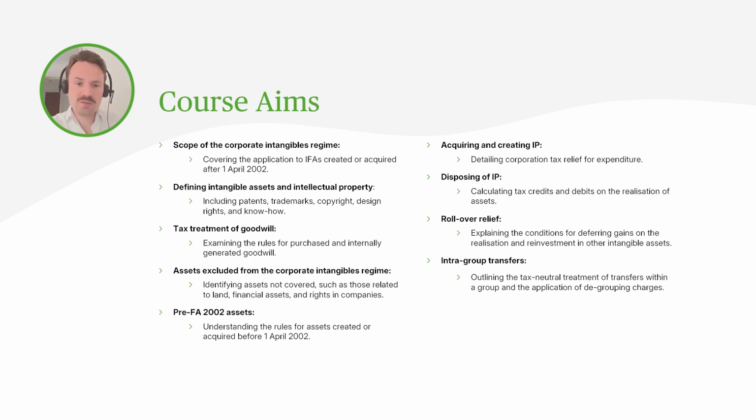We'll deal with some specific particularities around the tax treatment of goodwill, specifically some changes in both 2015 and 2019, which means that there's some additional complexity to consider in this area. We'll consider some of the exclusions, so particular assets, such as those relating to land, financial assets, and other rights in companies, are not covered by the corporate intangibles regime, and we'll discuss those in slightly more detail.